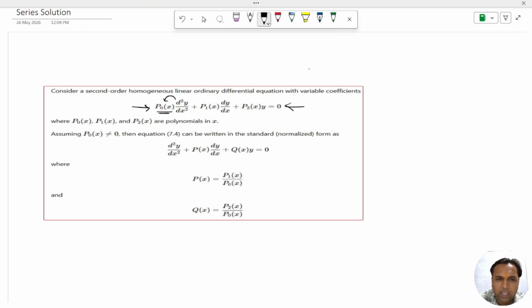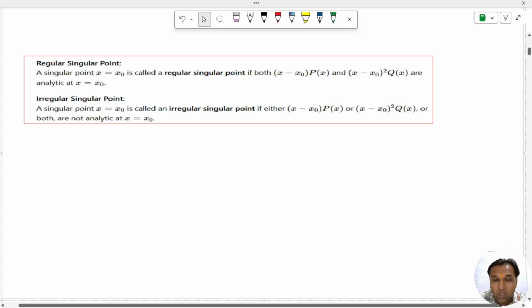it becomes d square y upon dx square plus px times dy upon dx plus qx times y. What is your px? That is p1x upon p0x. If I divide p2x by p0x, it becomes my qx, that is p2x upon p0x. Now you have to remember: px is p1x upon p0x, and qx is p2x upon p0x. Gradually you will understand what we are doing. When you see examples, you will understand more, right? Okay.